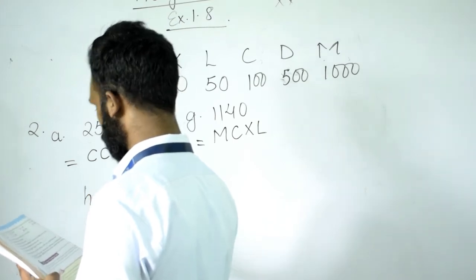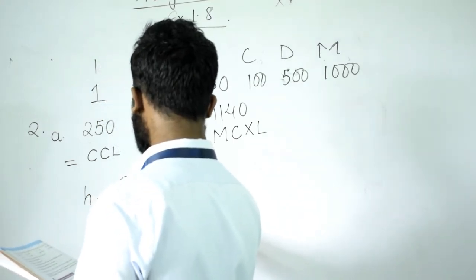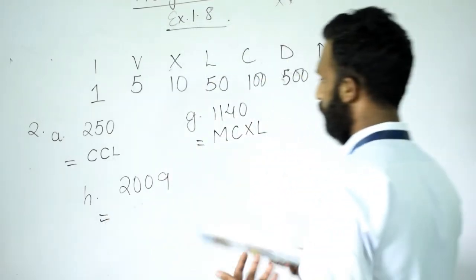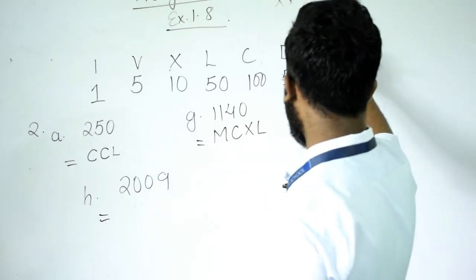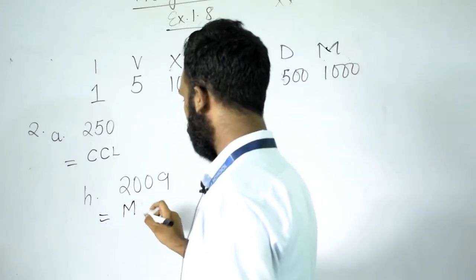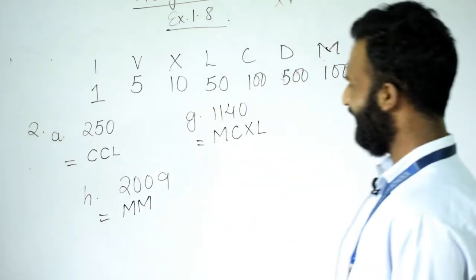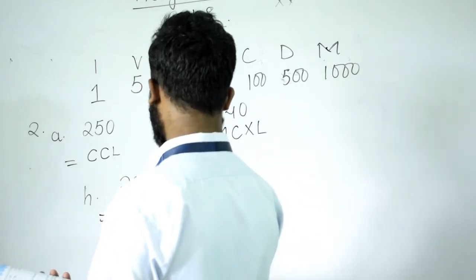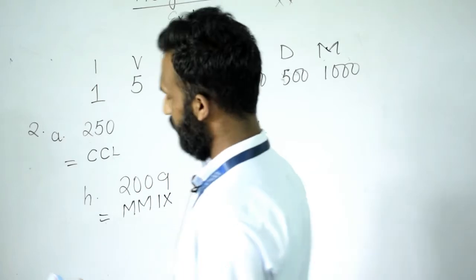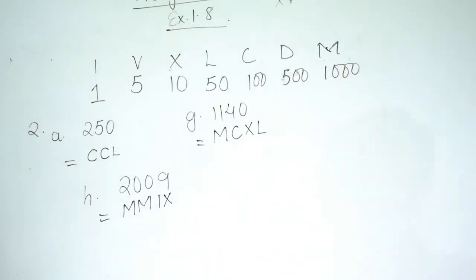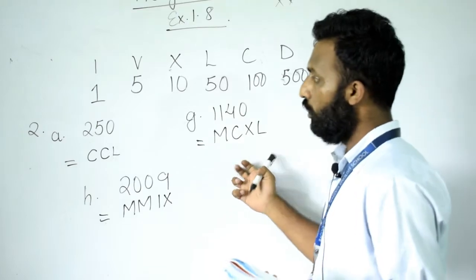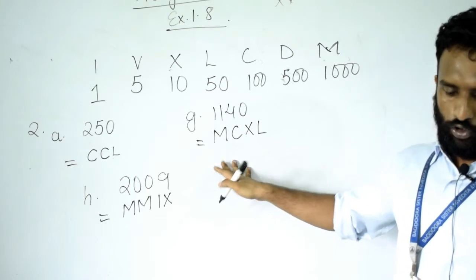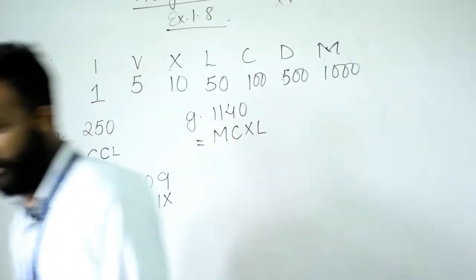Now number 8, the last one from this question, 2009. How to write 2009? For 1000 we can write M, one more M, 2000, and we need 9. As we know, how do we write 9? It is 10 minus 1, I, X. So it is MMIX, 2009. So this is how you will do question number 2. Hindu-Arabic numbers are given, and you just have to write the Roman numerals. So question number 2 also we have completed.